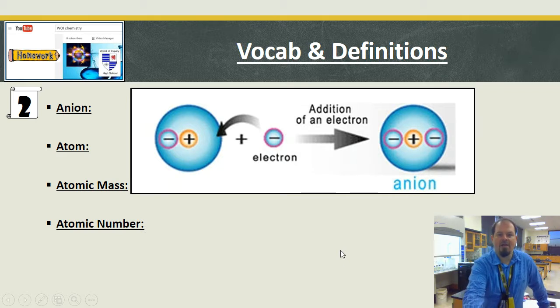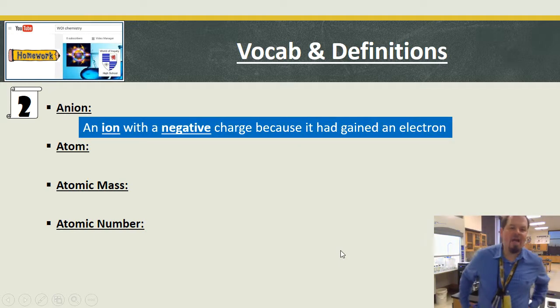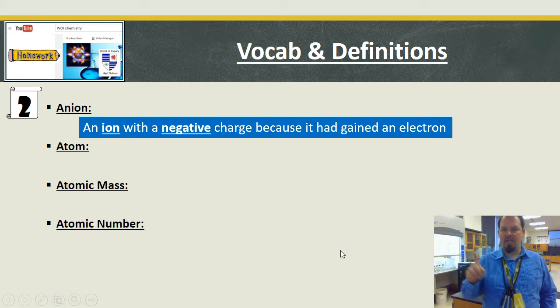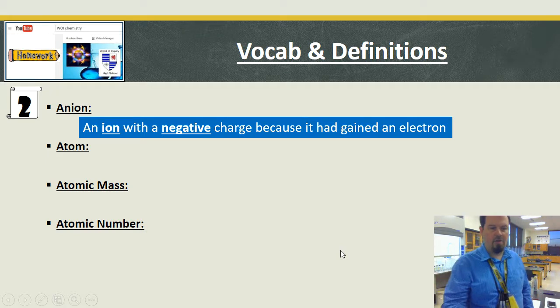vocabulary. So anion, here we go, showing you perfectly gaining an electron. So this is an ion with a negative charge because it's gained an electron. We're going to need to be able to know ion, negative, gained an electron. Those should also be highlighted.